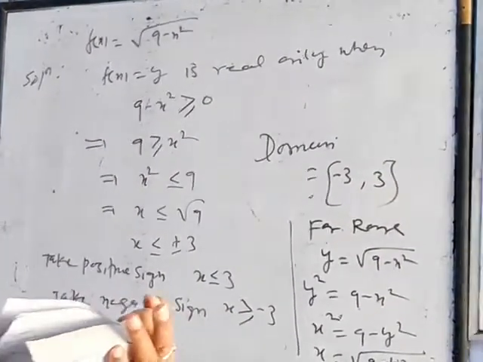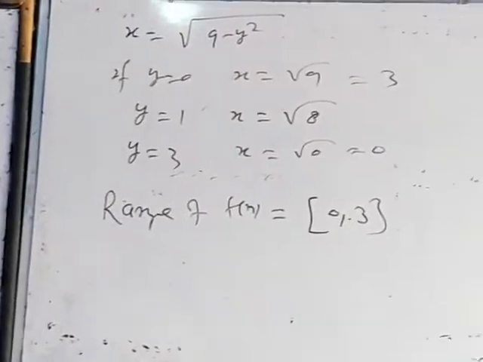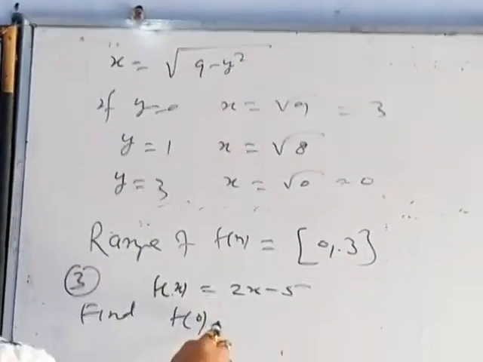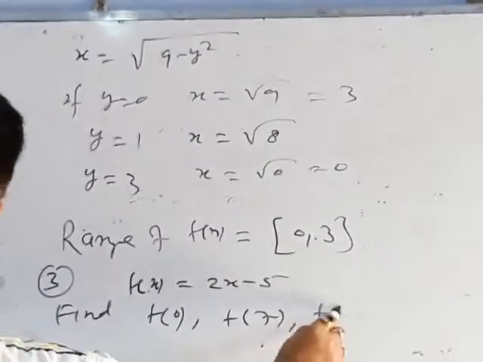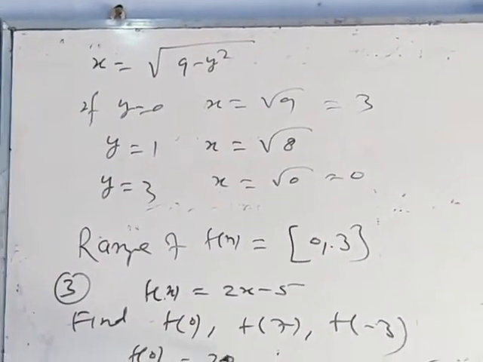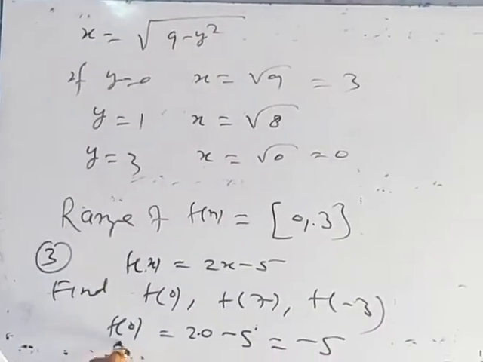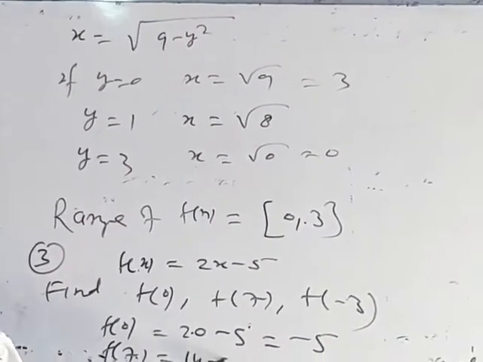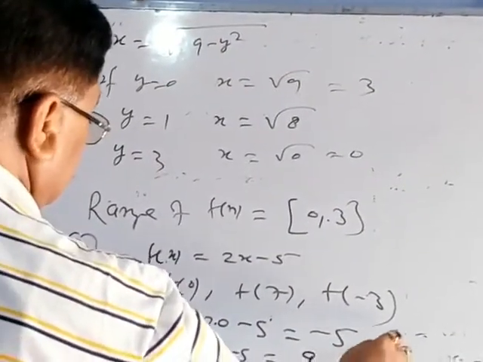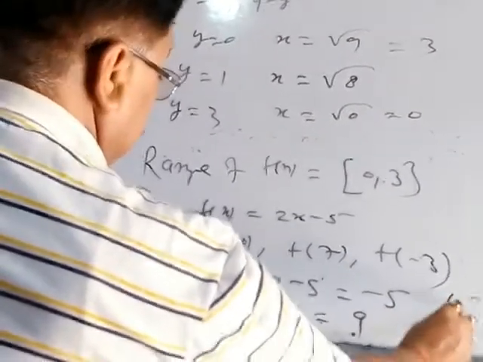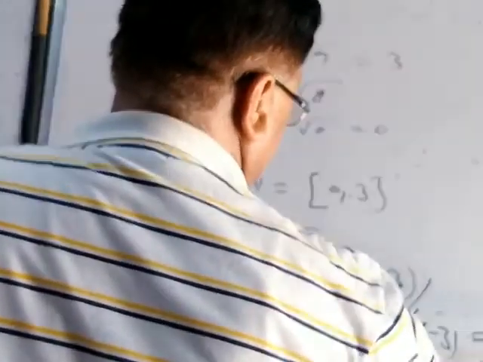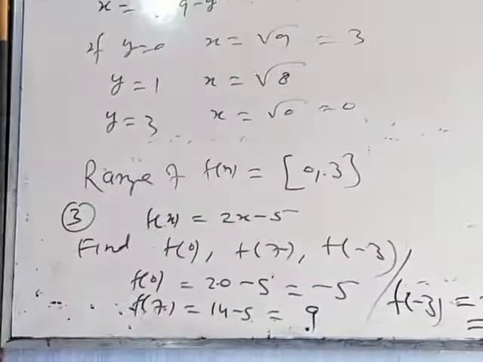Now I am going to solve the third. Find f(0), f(7), f(minus 3). So simply put 0: f(0) is 2 into 0 minus 5, that is minus 5. f(7) is 14 minus 5, that is 9, and f(minus 3) is equal to minus 6 minus 5, that is minus 11. Simply we can find the value of this.